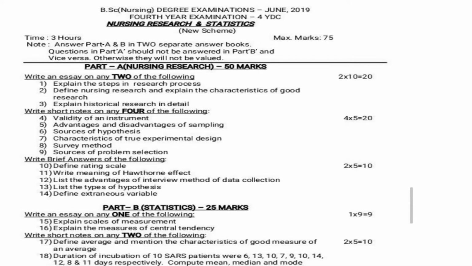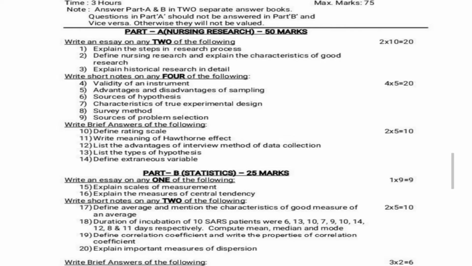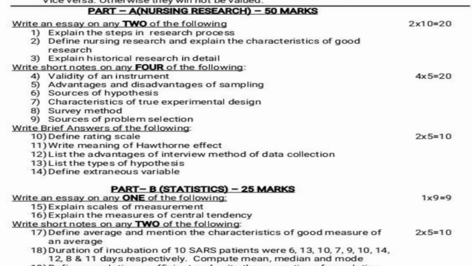So first is nursing research. So nursing research 50 marks. Write an essay on any two of the following. First question is explain the steps in research process. Second question, define the nursing research and explain the characteristics of good research.